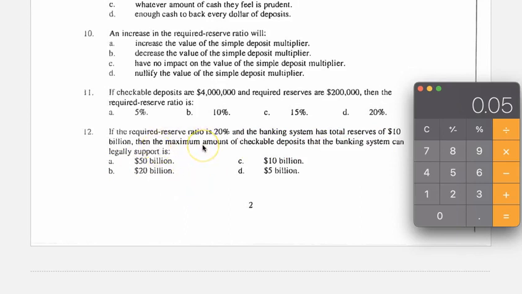This question asks what is the maximum deposit that the banking system can create. Can legally support means can create. So that's the definition of maximum deposit creation. We're going to use the maximum deposit creation that equals the excess reserve times the deposit multiplier, which is 1 over R, using this equation.